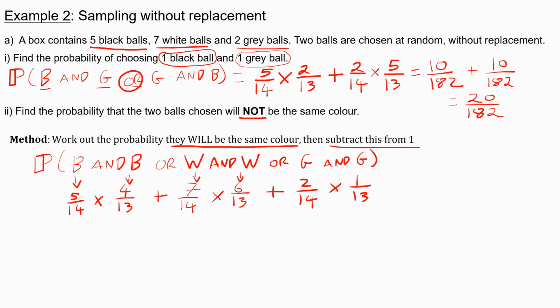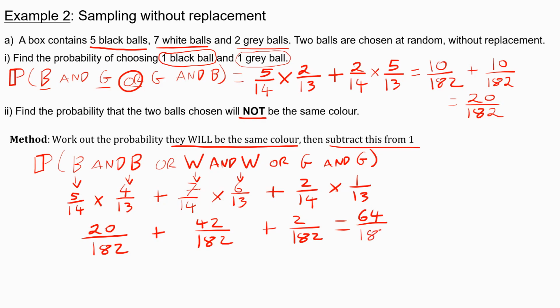Okay, so now we're going to calculate each of these. 5 4s are 20, so 20 over 14 times 13, 182, plus 7 sixes are 42, 42 out of 182, plus 2 out of 182. Again, this is why I'm not simplifying. I can now just add the numerators of my fractions. 20 plus 42 plus 2 is 64. So I've got an intermediate answer, 64 over 182.